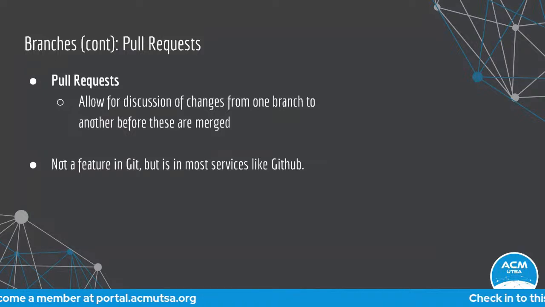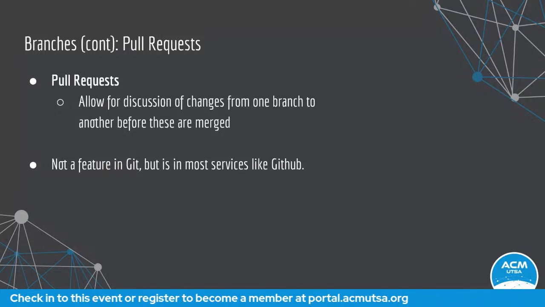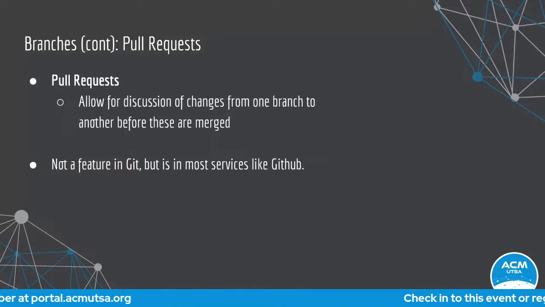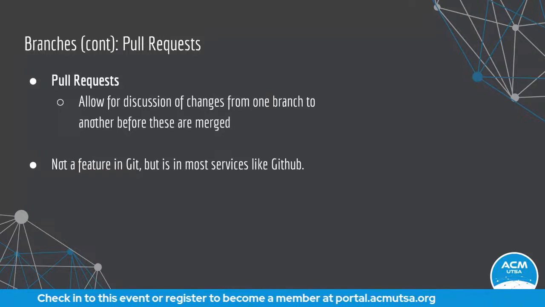Well, a lot of services like GitHub, or alternatives like GitLab or Bitbucket, have this thing called a pull request. A pull request essentially allows people, before your branches are actually merged, to discuss and debate certain changes. And if things are to be changed, or maybe they can reject it for certain reasons, this is exactly the place to do it.